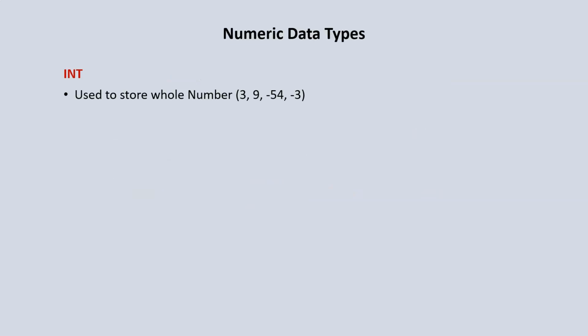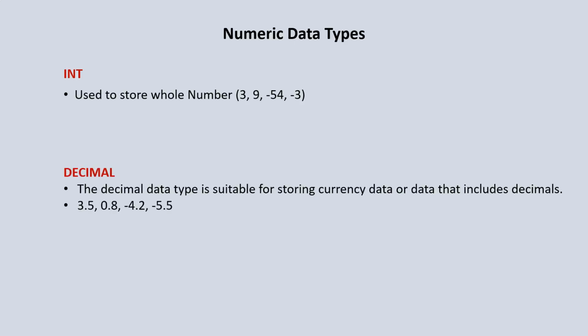If we look at the int data type, we can use it to store all whole numbers, 3 for instance, 9. It takes on both positive and negative values, so minus 54, minus 3. All of these can be stored under the int data type. Decimal data type is used to store values that have decimals, and it can also take on both positive and negative values: 3.5, 0.8, minus 4.2, minus 5.5.